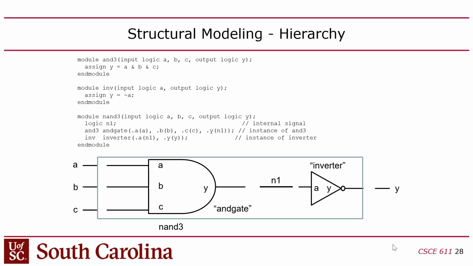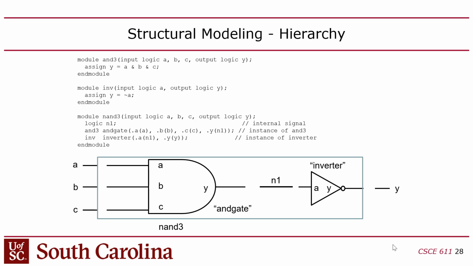So that'll connect the Y to the internal signal. And then on the inverter, I'm going to connect N1 to the A input, and I'm going to connect the output of the inverter to the global output. When I say global, I mean the inputs and outputs of the NAND gate, right? It has nothing to do with the order that you put them up.